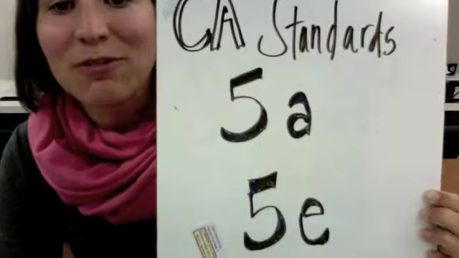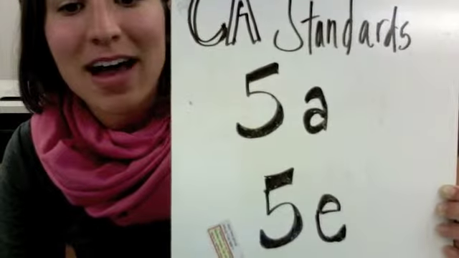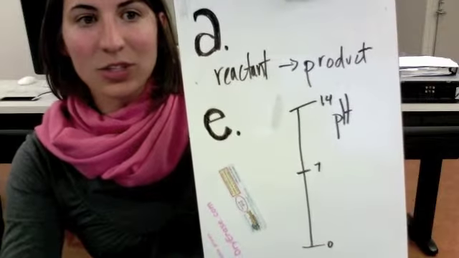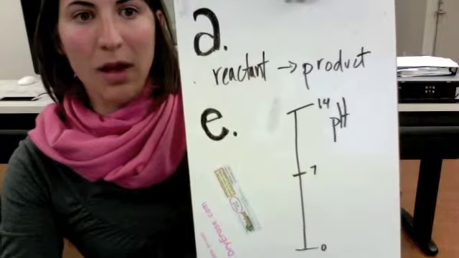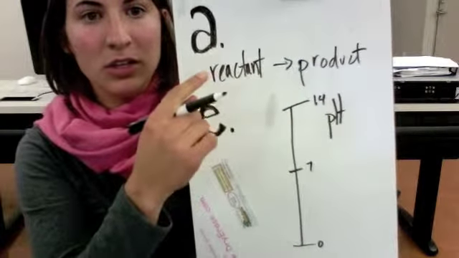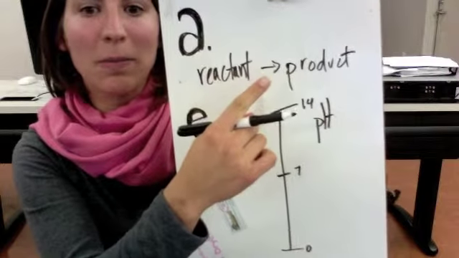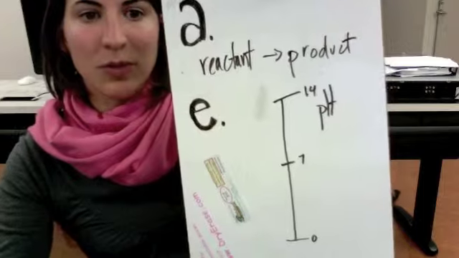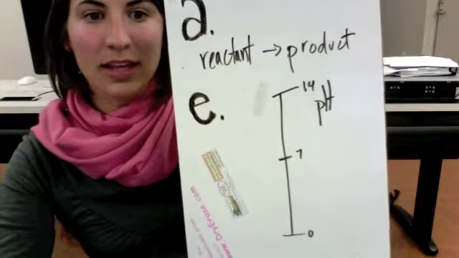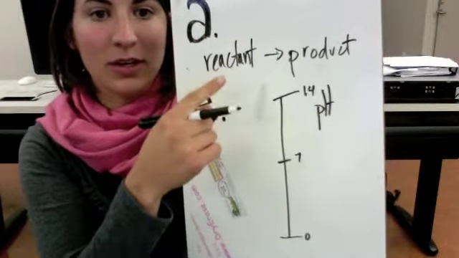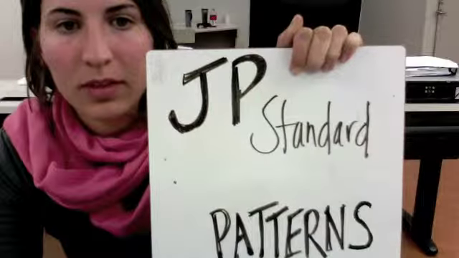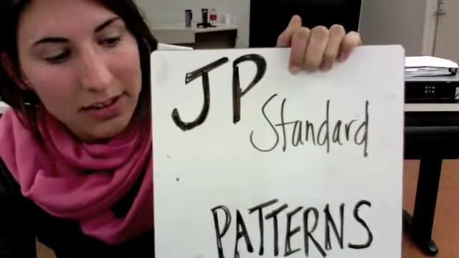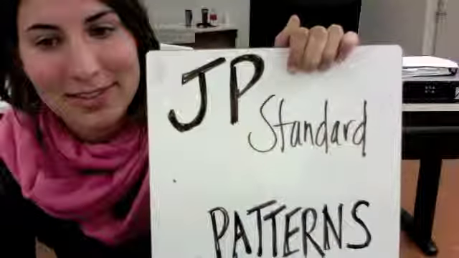It also meets California Content Standards 5A and 5E for 8th grade. Standard A is that students know reactant atoms and molecules interact to form products with different chemical properties. Standard E shows that students know how to determine whether a solution is acidic, basic, or neutral. It also meets the Julia Pastizzi content standards of recognizing and explaining patterns.